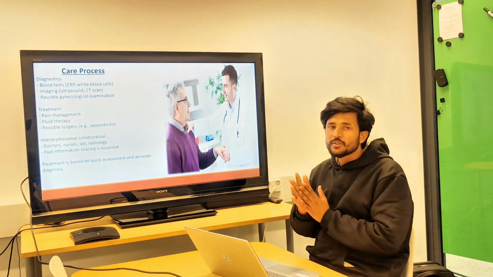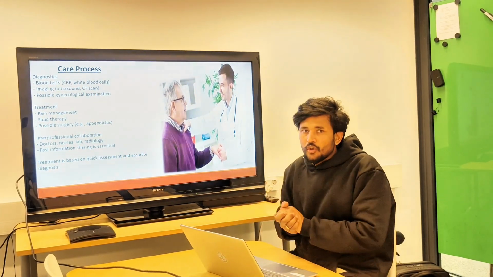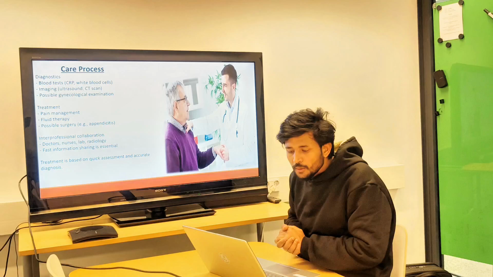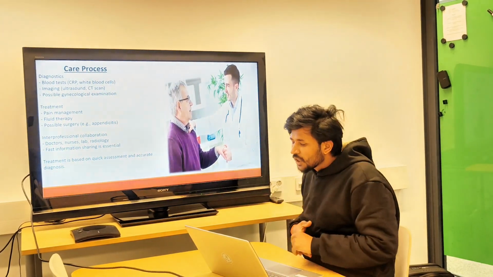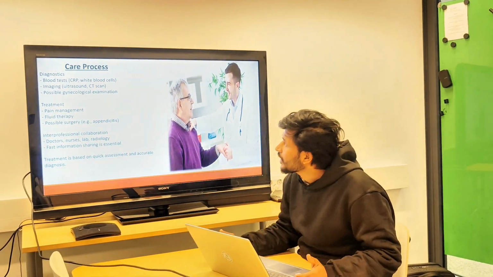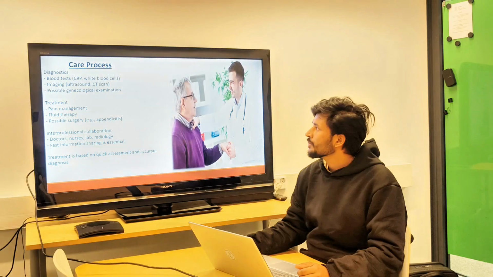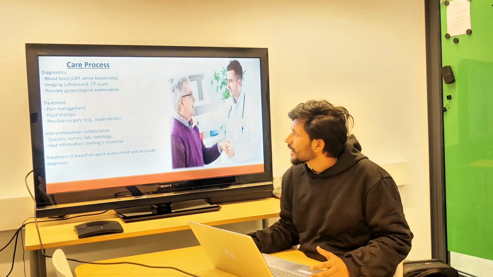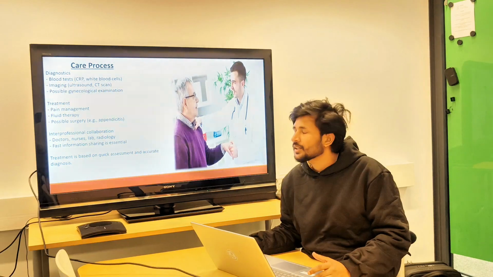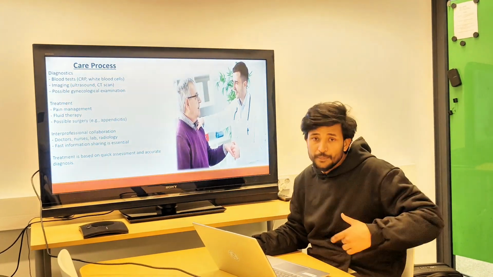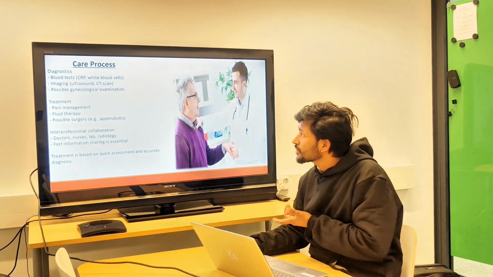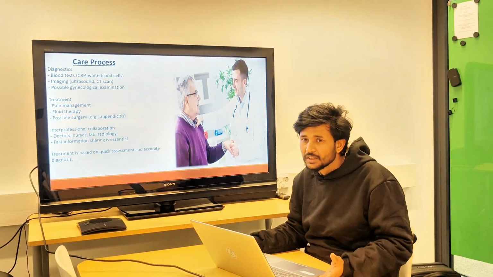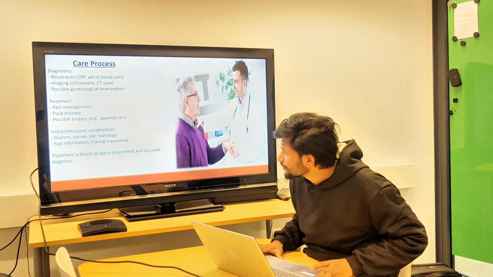So next, talking about the care process, what care we are going to give to the patient. Talking about the diagnostics: blood tests and imaging, like ultrasound, CT scans, and possible gynecologic examination. Because the patient has abdominal pain, we have to do these things to know what the problem is and why the patient is facing this pain.